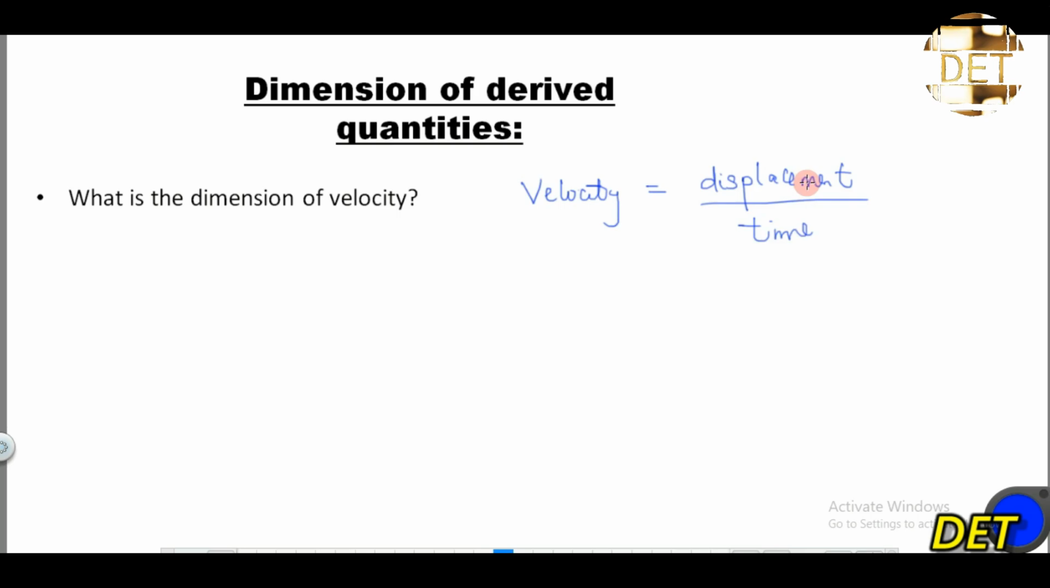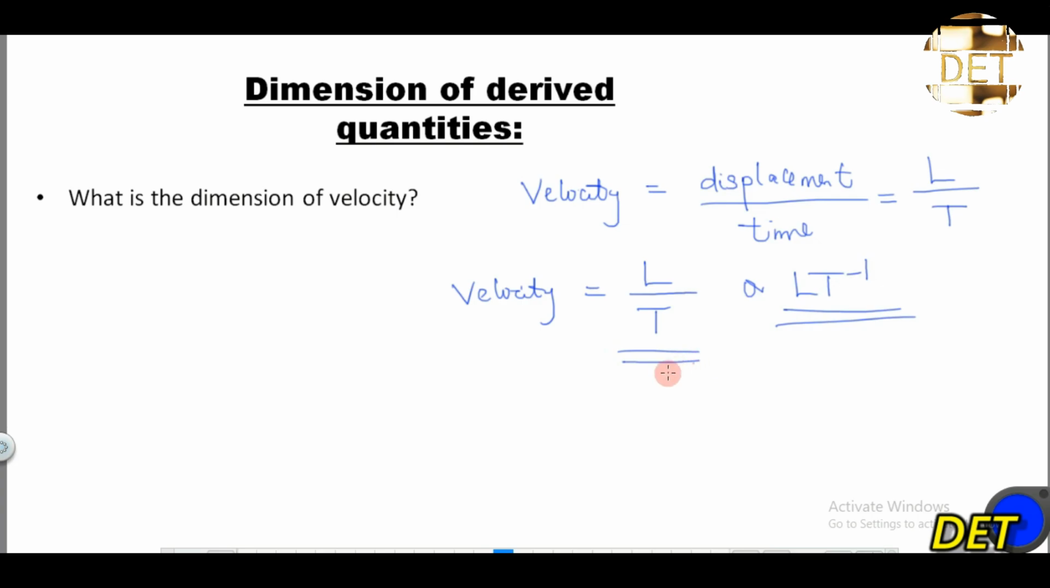So displacement is a fundamental quantity. It talks about length, right? Displacement, the distance moved in a specific direction. So displacement is length. So the dimension for displacement is L, which is length, over the dimension for time, which is T. So the dimension for velocity is equal to L over T, or LT raised to the power of minus 1. So this is our answer to this question.